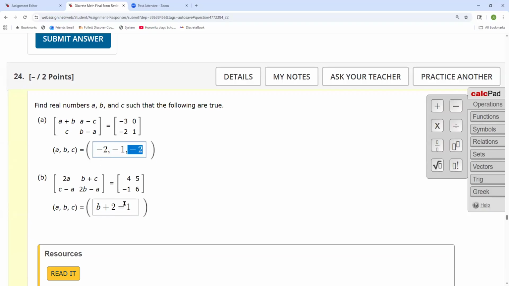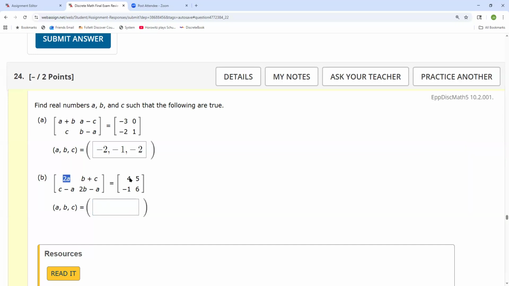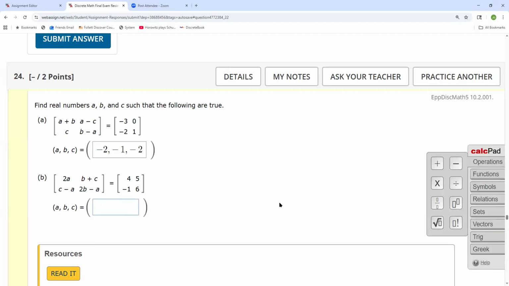equals -2. Then we have another equation to solve. Let's solve it also from the simplest one to the most complicated. The left corner says 2A equals 4. So if you have the equation 2A equals 4, what does A have to equal? 2. So we know A equals 2. Now let's go to one that involves A somewhere else in the problem.